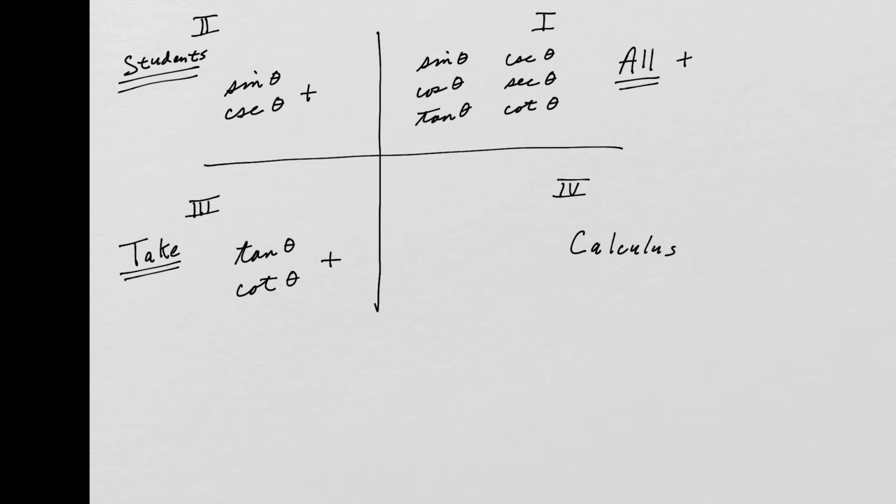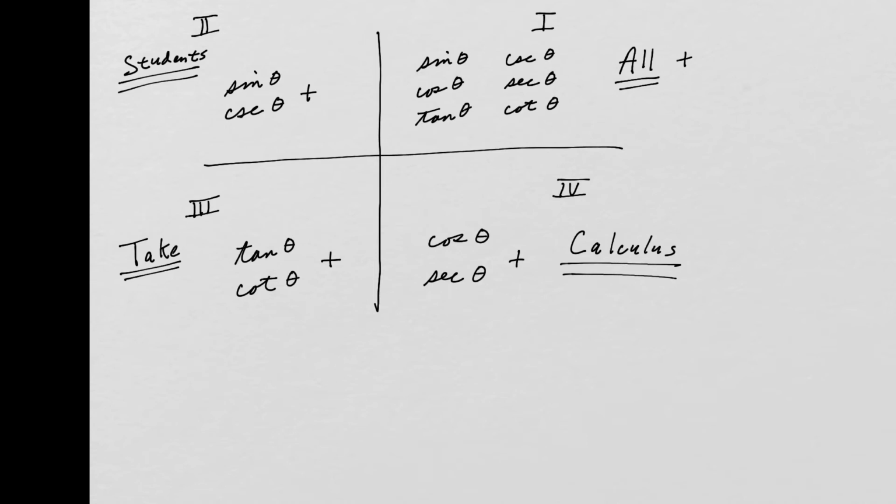And you can make up other mnemonics as well, if you don't like that one. So that reminded you that cosine was positive in the fourth quadrant, but also 1 over cosine, which is secant, must also be positive. Okay, so that's just a reminder.